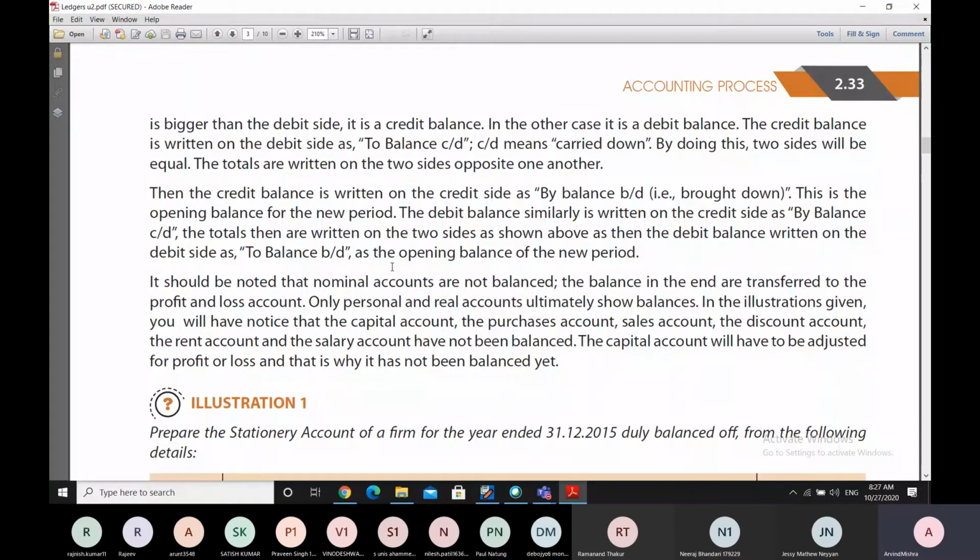So all real accounts are balanced. Here, the nominal accounts don't need to be balanced. Even the personal accounts are all balanced. The nominal accounts are not balanced. The balance which is left out in the end of that account is just transferred to the profit and loss account in case of nominal accounts.